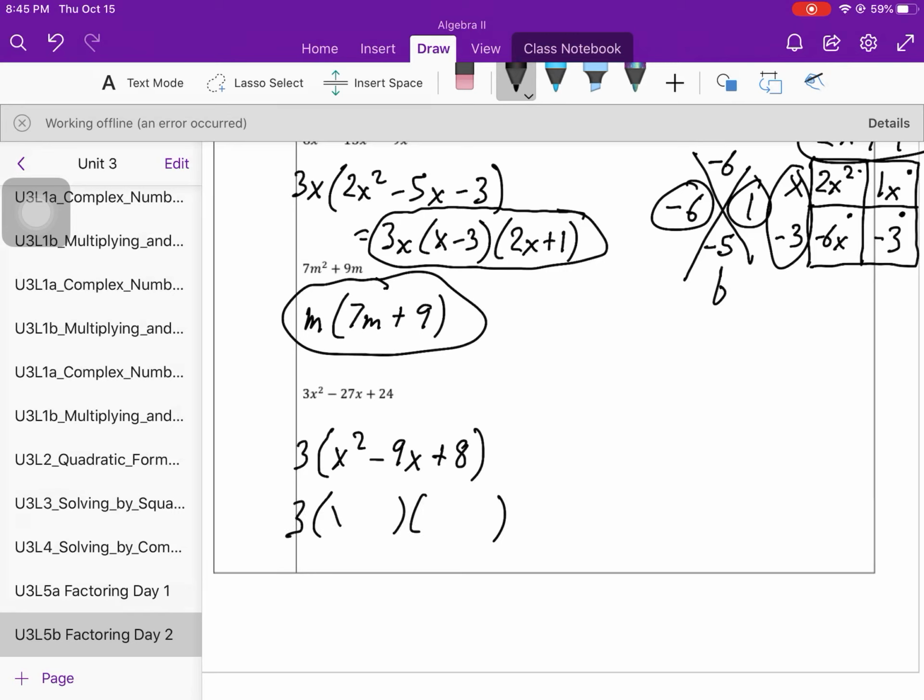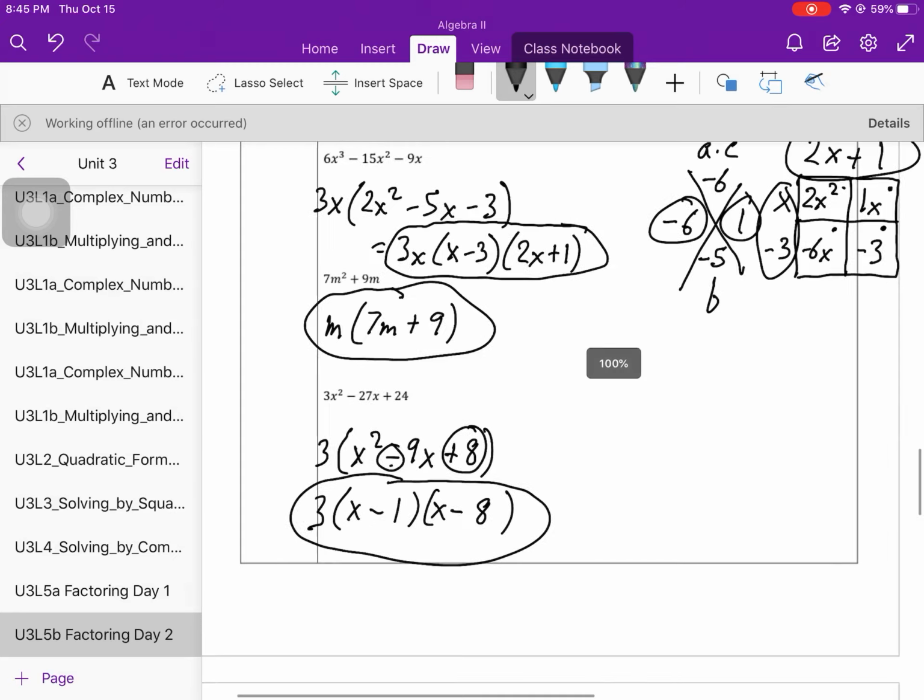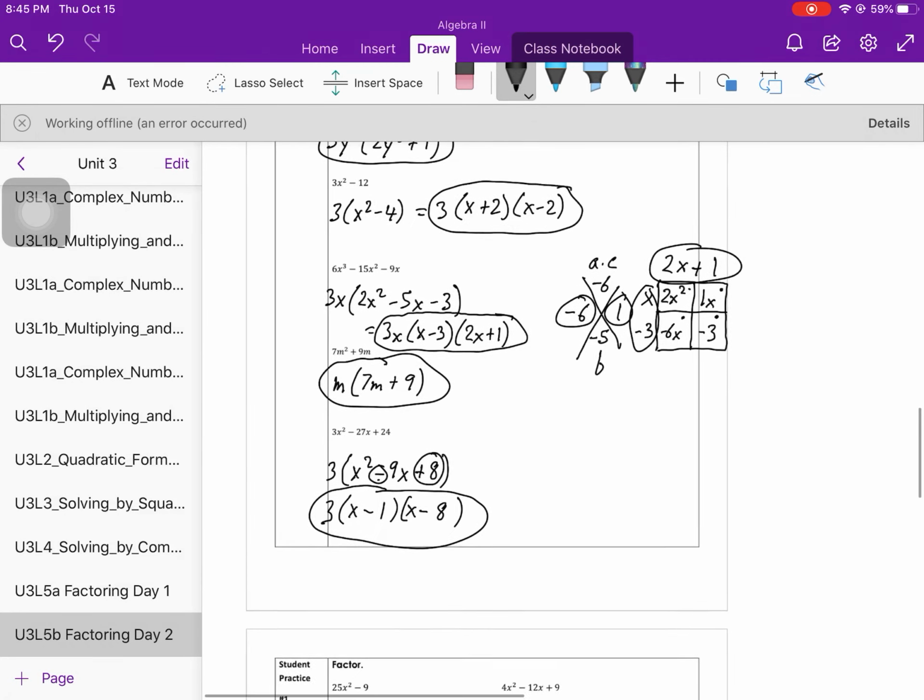So let's see if we can factor this out. So x squared comes from x times x. Factors of 8, signs are the same, both negative, so it's minus minus. Factors of 8 that combine to make negative 9. Well, that would have to be negative 8 and negative 1. So there's our answer right there.